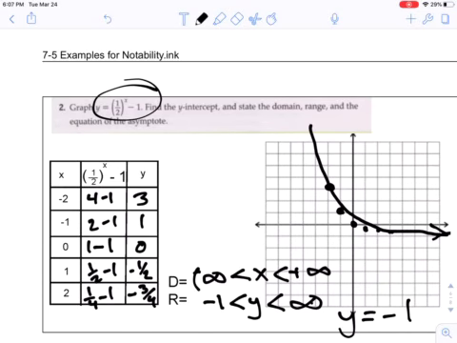The one last thing we got to find, which we didn't find the last time, is the y-intercept. Well, the y-intercept is just, what value do you get when x is 0? So when x is 0, y is 0. So your y-intercept is 0. All right. Good luck.